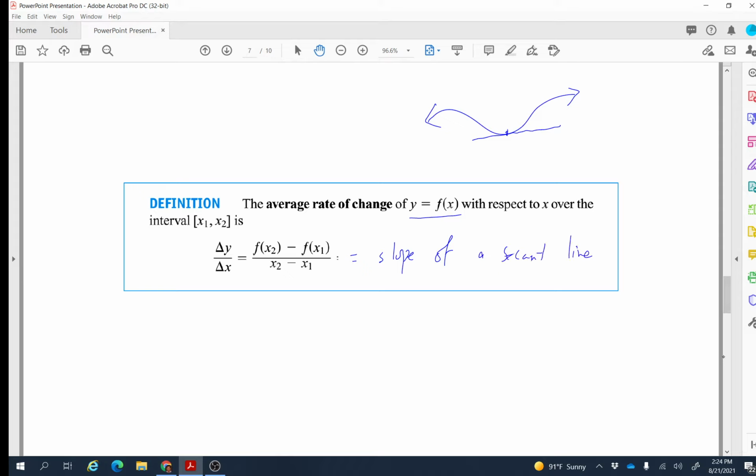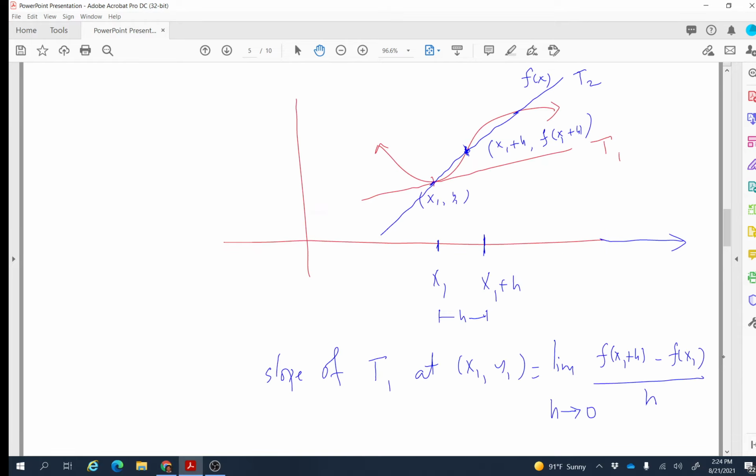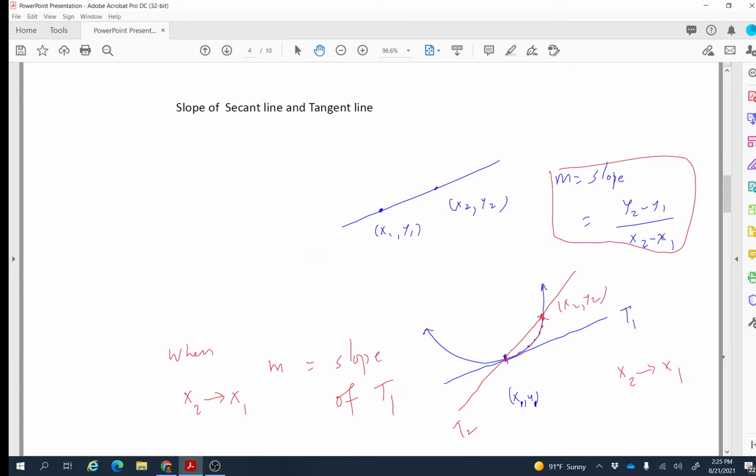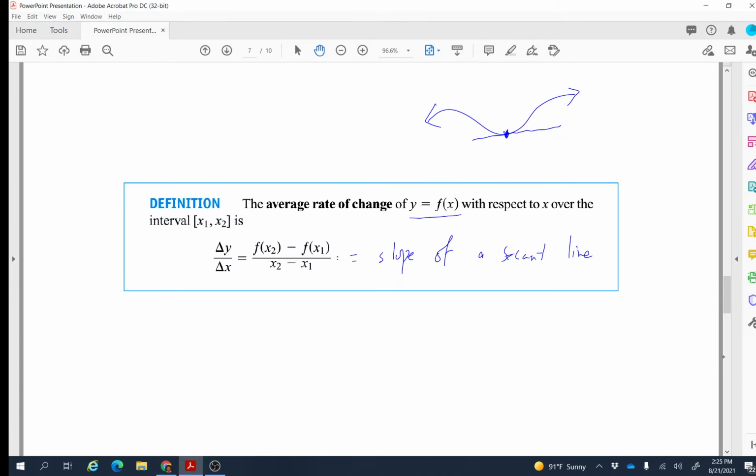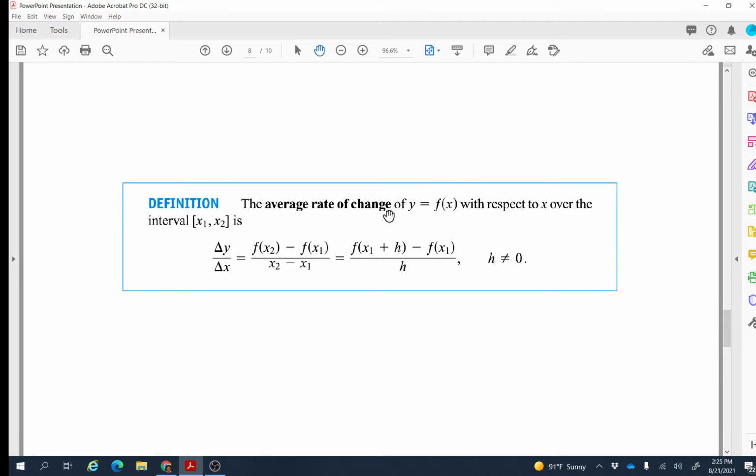And if you would like to find out the rate of change of a function at some specific point, you want to find out the slope of the tangent line. So that's why we discuss this slope of the secant line versus the slope of the tangent line. And how do you do that? There is a formula, this one. This is the formula we derived.